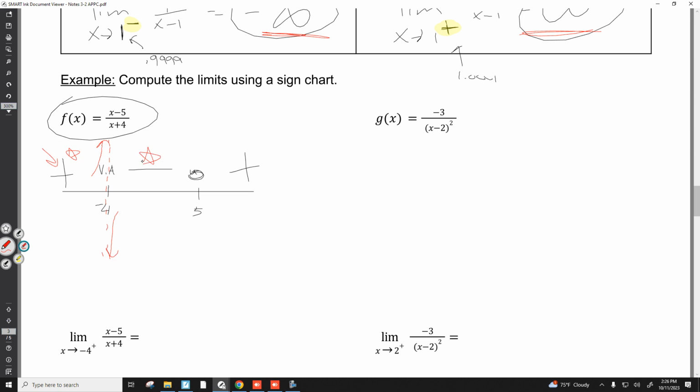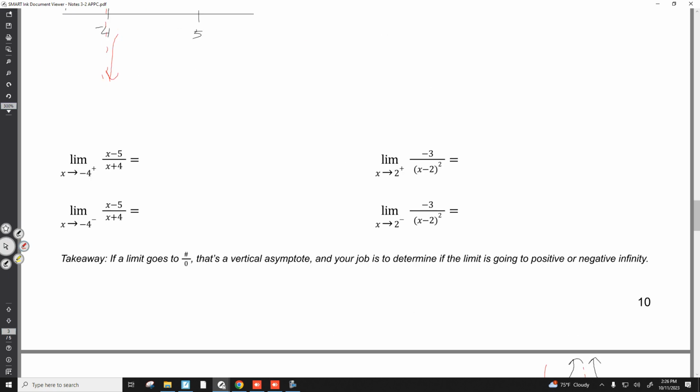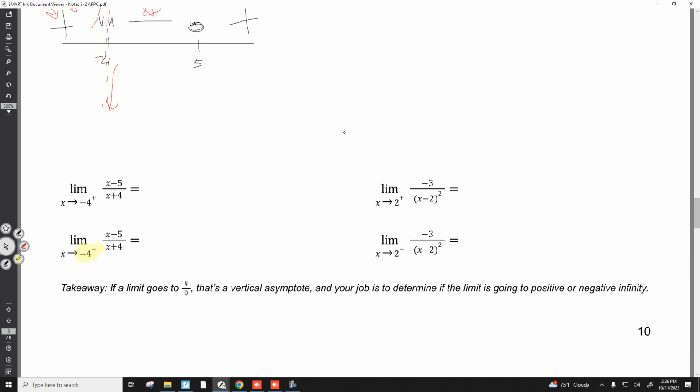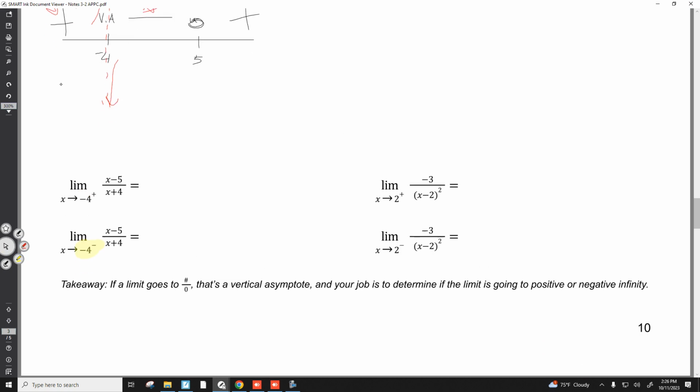Does that make sense? So, to the left of my vertical asymptote, because I have positive values, I must be trending towards positive infinity. To the right of my vertical asymptote, because to the right of negative 4 I have negative, I must be trending towards negative infinity. This is one way to do it.